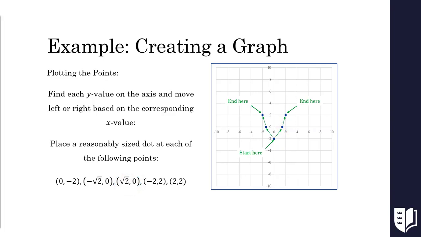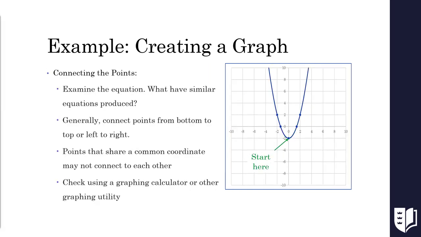Our fourth point has a y value of 2, so we need to move up 2 units from the origin. It has an x value of -2, so we need to move 2 units left as well. Our final point has the same y value of 2, but this time we need to move right 2 units to place our point. Now that we have our points, we can probably guess what our graph is going to be. Now that we have our points, we just need to connect them.